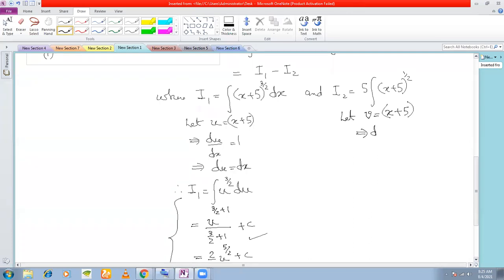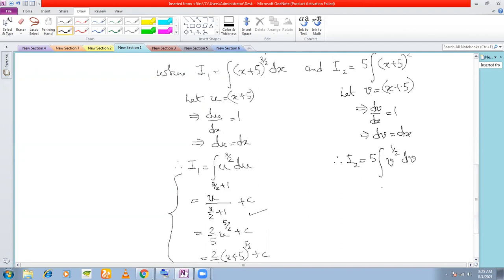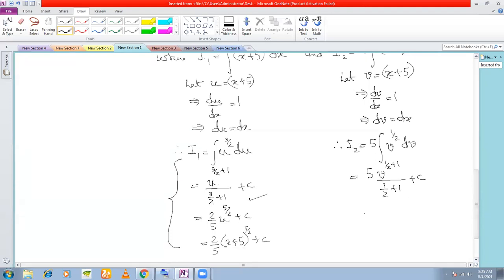That means dv/dx is equal to 1. That means dv is equal to dx. Therefore, I2 becomes 5 integral v to the power of half dv, which is equal to 5 v to the power of half plus 1 by half plus 1 plus c. That means this becomes 2/3 into 5 v to the power of 3 by 2 plus c.